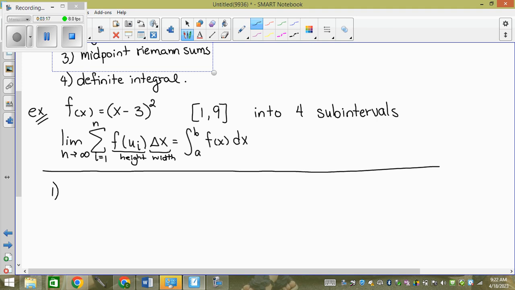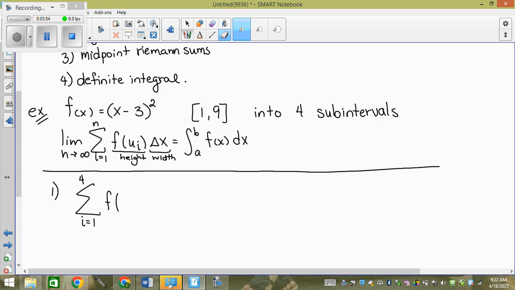So we're not going to do the infinity one, because the infinity is just the integral symbol, right? We are going from i equals 1 to how many? To 4. Because this was an infinite number of rectangles and we're doing 4 rectangles, right? Now, what f are we going to fill in to get our height? What is our formula? f of x. Our f of x is this, right?